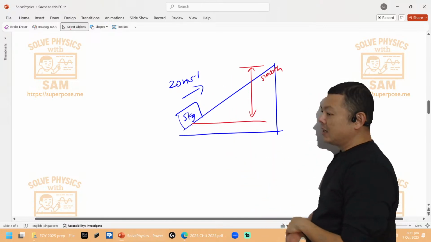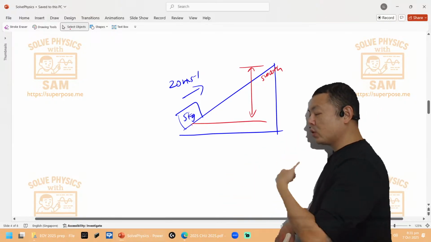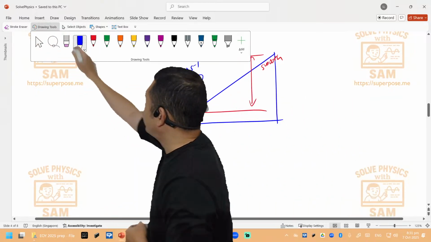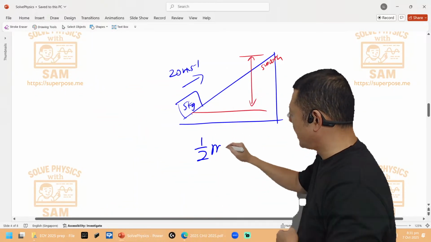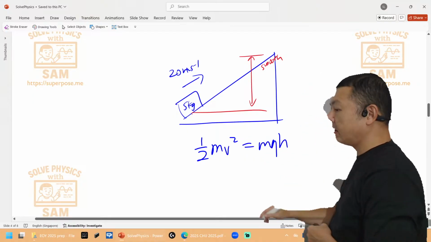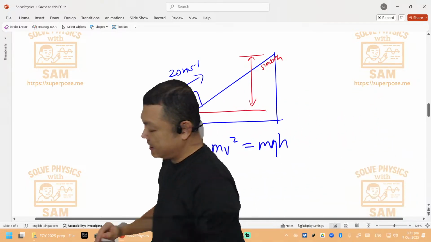Oh, you understand? Yeah. Okay, so what happens to the energy? What energy is converted to what energy? KE to GPE. So for this case here, it's half mv squared equals mgh. Then you can find h from it. So you're converting KE into GPE. Do we understand this? Yeah.